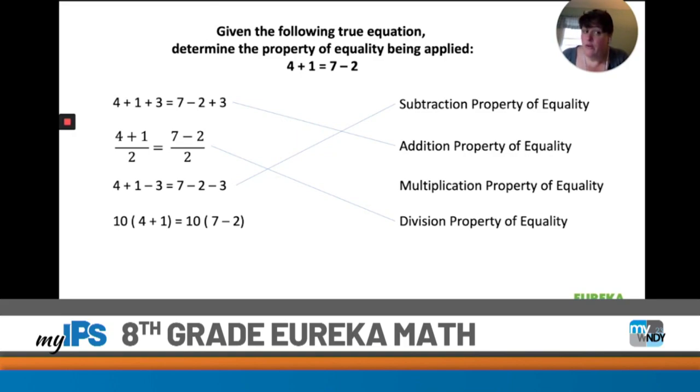What operation did we use? Did we use it on both sides so that they're equal? Yep, multiplication property of equality.